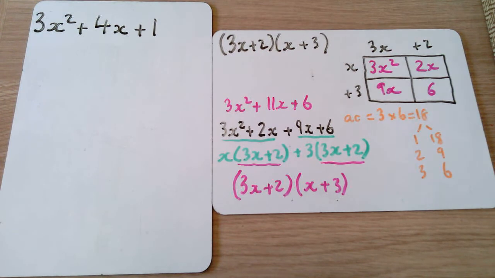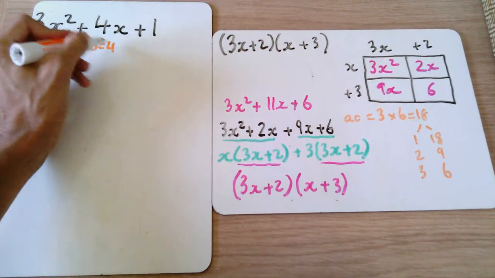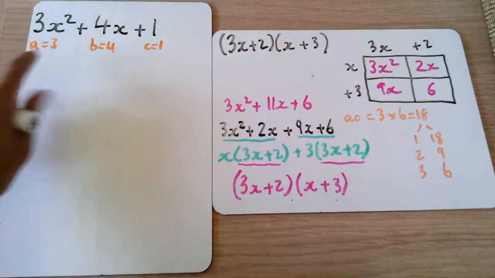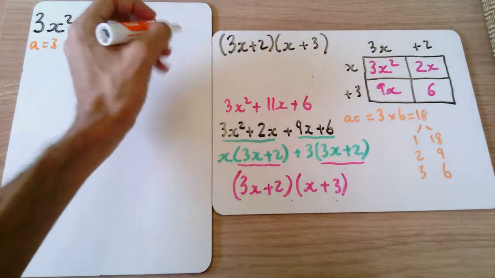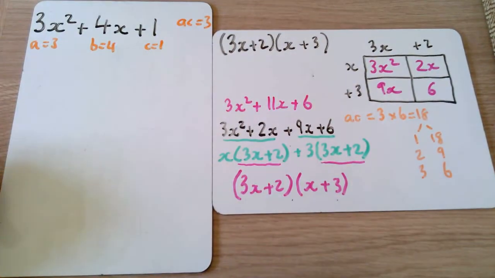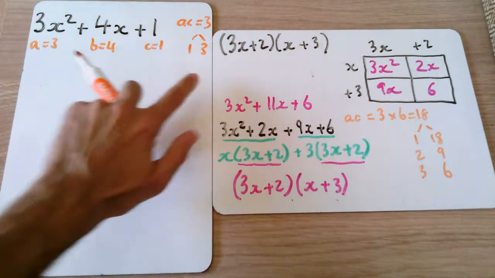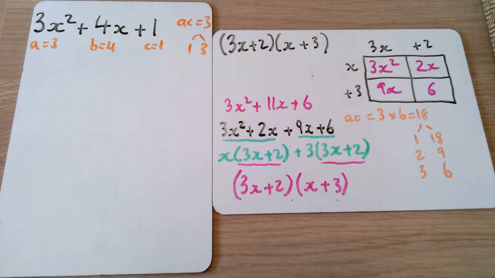So we're going to bring it to the one on the left hand side, 3x squared plus 4x plus 1. The first thing I'm going to write over here is that A is equal to 3, B is equal to 4, and C is equal to 1. So AC is going to be 3 times 1, so AC is equal to 3. Now the only combination that multiplies to make 3 is 1 and 3. 1 and 3 add to make 4, so we can use this method. If that value was not equal to 4, we would not be able to factorise it. We need to make sure that it does add to that value.